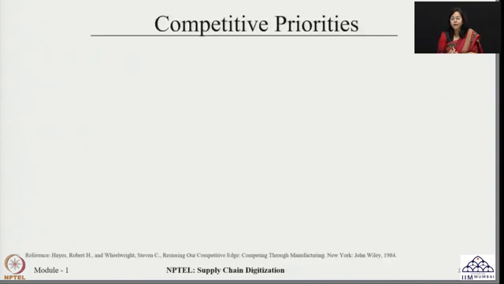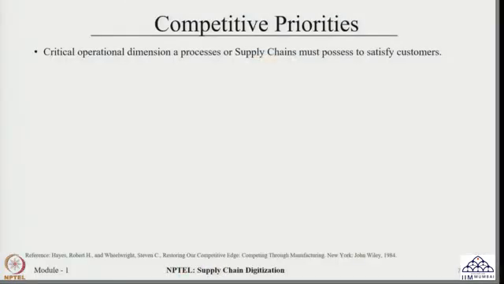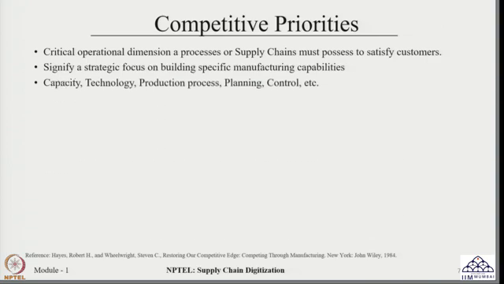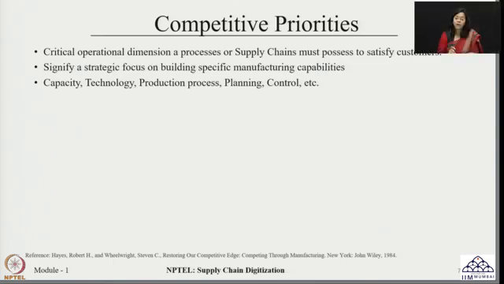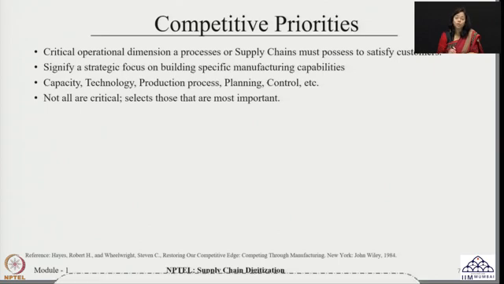So here, based on our last discussion, we can see that companies have different competitive priorities. Let us see what this means. Competitive priorities are the critical operational dimensions a process or supply chain must possess in order to satisfy the customers. They signify a strategic focus on building specific manufacturing capabilities. Many decisions related to capacity, technology, production process, planning, control, etc. depend on the competitive priorities decided by the company. It is very important to understand that not all competitive priorities are required to be selected by the company. They can select those that are most important to follow.